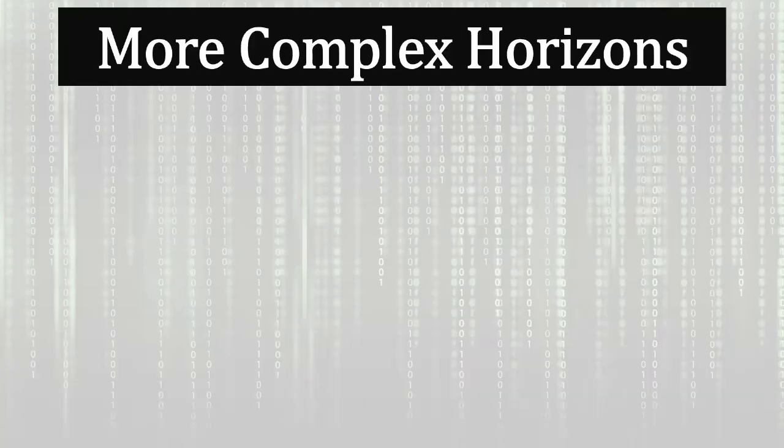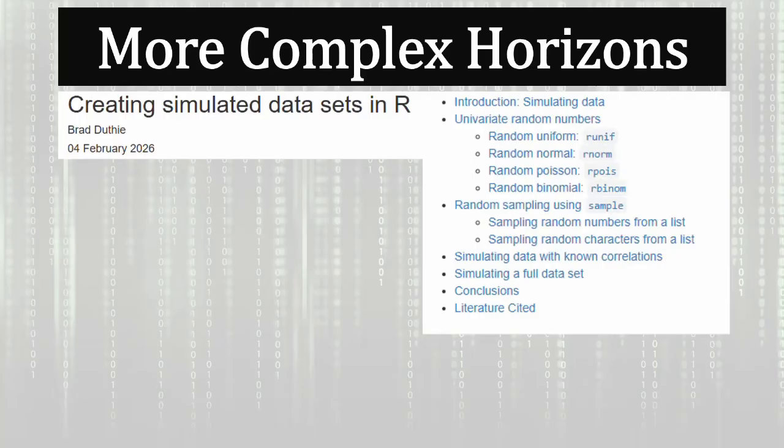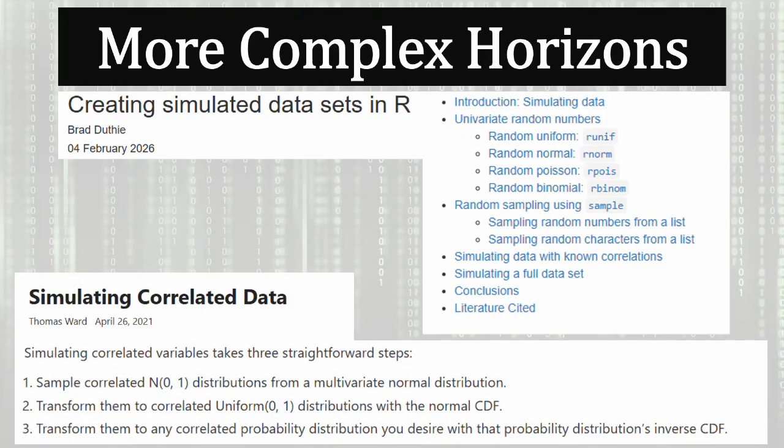All right, with that, let's talk about some more complex options. I tried to create simple examples for each of these main tests. And obviously, I didn't run the ANOVA or t-test after that, but this is data you could use for those types of tests. Now, for more complex simulations, this is a great resource from Brad Duthie on creating simulated data sets in R. I took some of the information on simulating data with known correlations, but he has all sorts of things, from simulating a full data set to different explorations of different distributions. So a great resource.